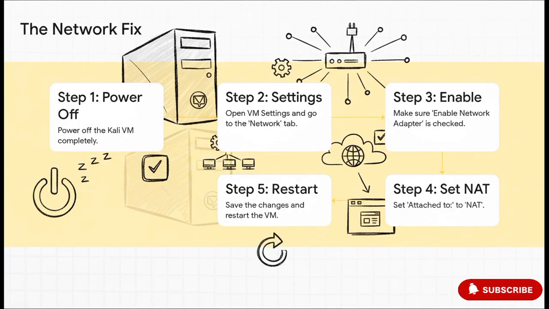So here's the fix, step by step. 1. Power the Kali machine off completely. 2. Open up its settings and find the Network tab. 3. Double-check that Enable Network Adapter is ticked. And 4, this is the magic step, change attached to NAT. This just lets your virtual machine borrow your main computer's internet connection. Save it, restart, and that error should be history.